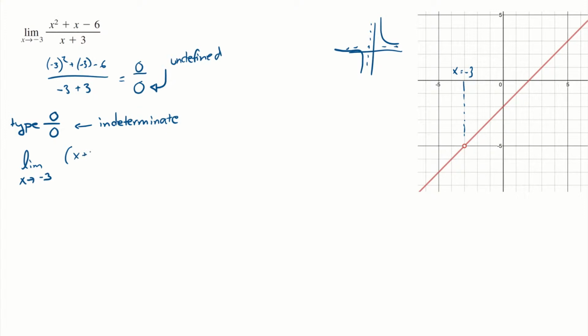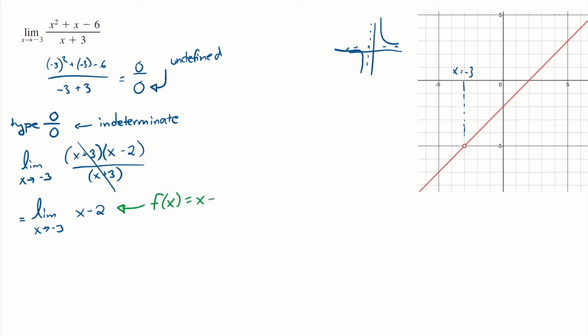So I look at the top, two things that multiply to -6 and add to 1, and I get (x plus 3)(x minus 2). And then the bottom's already factored for me. Now here, I have the same thing on the top and the bottom, so just like any fraction, I can reduce those, and I now have the limit as x approaches -3 of x minus 2. I got rid of my denominator problem. Now I'm just looking at the limit of this new function, x minus 2.